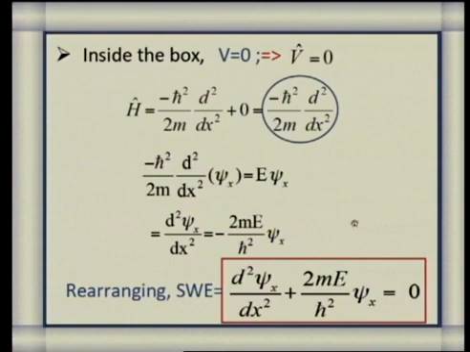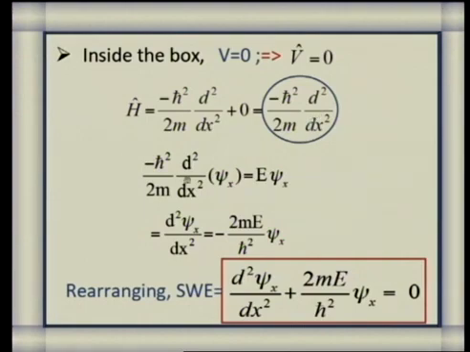Now as regards the potential energy, inside the box we have taken the potential energy V to be 0. So the operator will be stated as 0 there. So the Hamiltonian now becomes minus of h cross square by 2m d2 by dx square plus 0. That is the kinetic energy part of it, and this is the potential energy part of it. Since this is 0, essentially the Hamiltonian is equal to the kinetic energy operator.